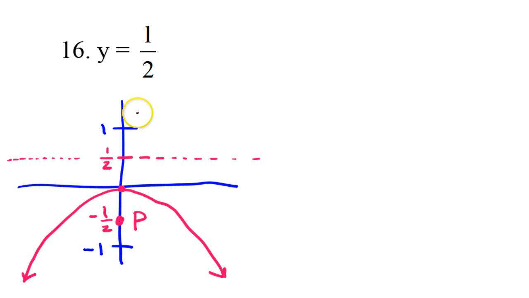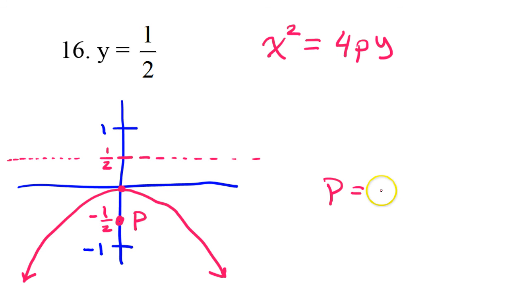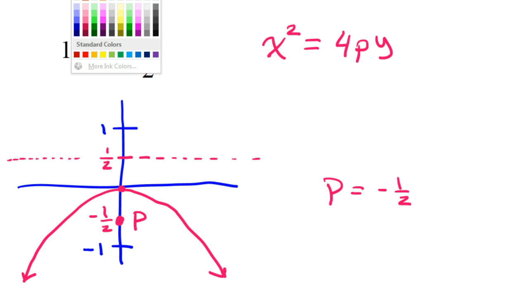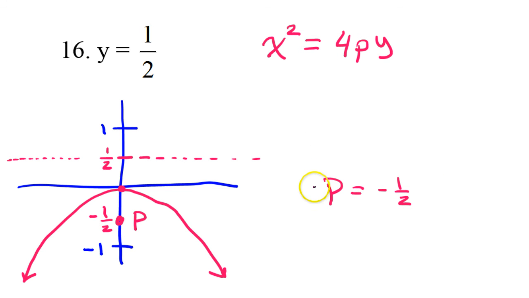So as soon as we see that this is a vertical parabola, we know that it's going to start off with x squared in the equation. X squared is equal to 4p times y. That's the model that we're going to use. We now know, because of the focus, that p is equal to negative 1/2. But we need to know what 4p is.